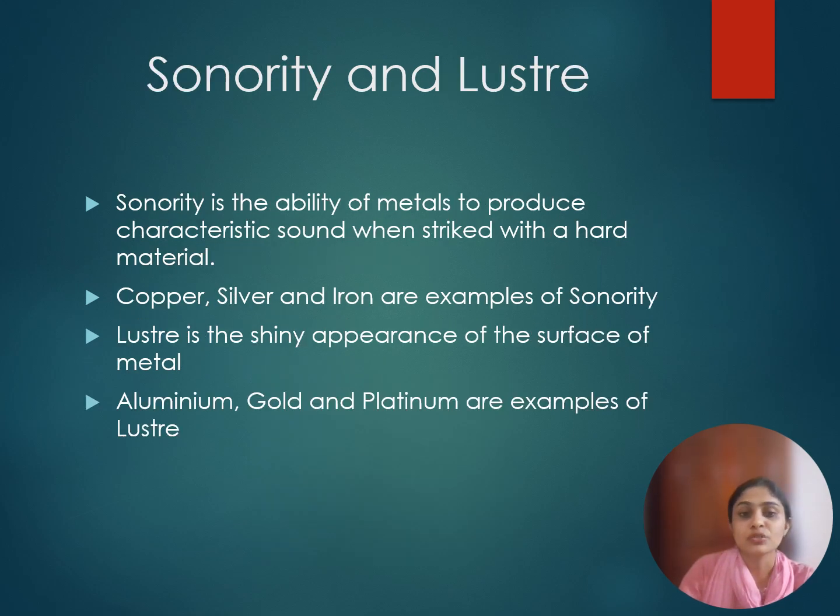The other two properties of the metals are sonority and luster. Sonority is the ability of metals to produce a characteristic sound when struck with a hard material. Copper, silver, and iron are examples of sonority. Luster is the shiny appearance of the surface of the metal. Aluminium, gold, and platinum are examples of luster.